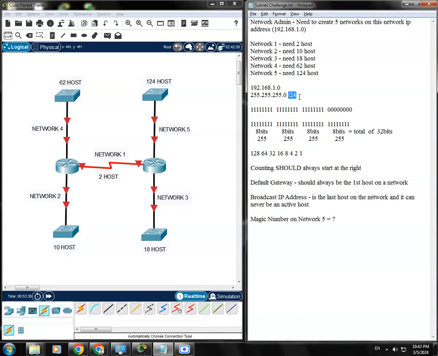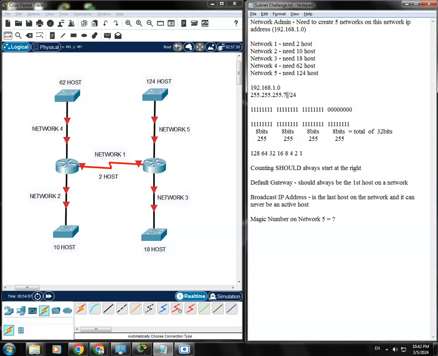Well, let's do some experiment. How about if I change this to the number 7? So is it still slash 24? Well, the answer is no. It's because now 255.255.255.7 is already not classful. It is now a classless subnet mask. So let's find out.